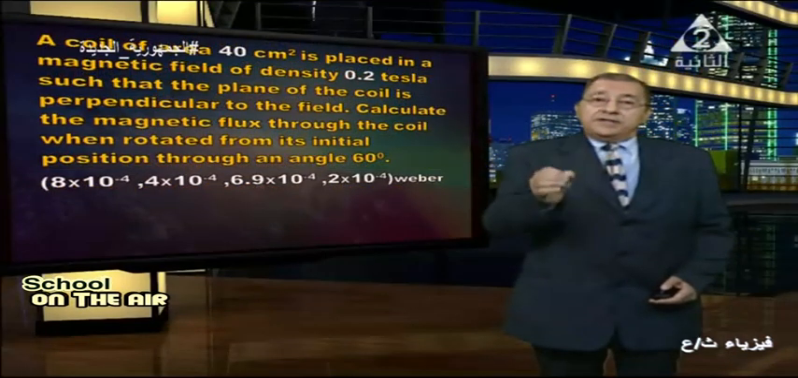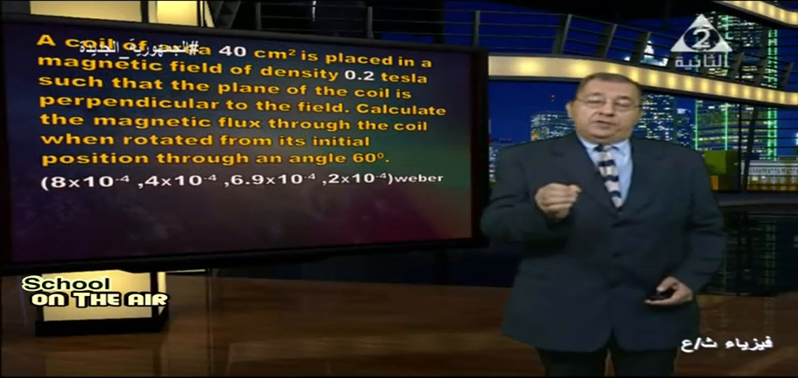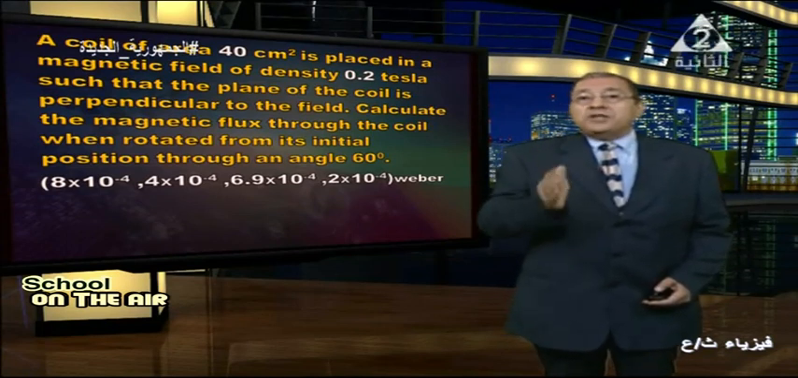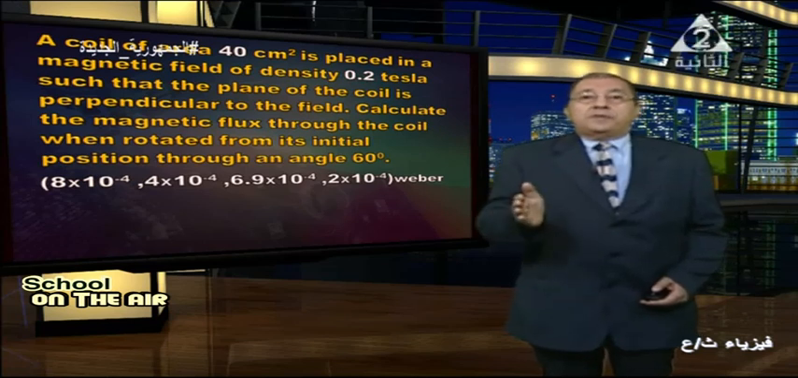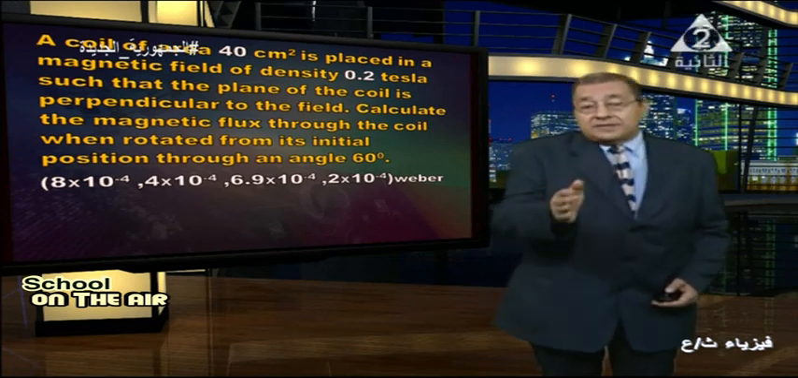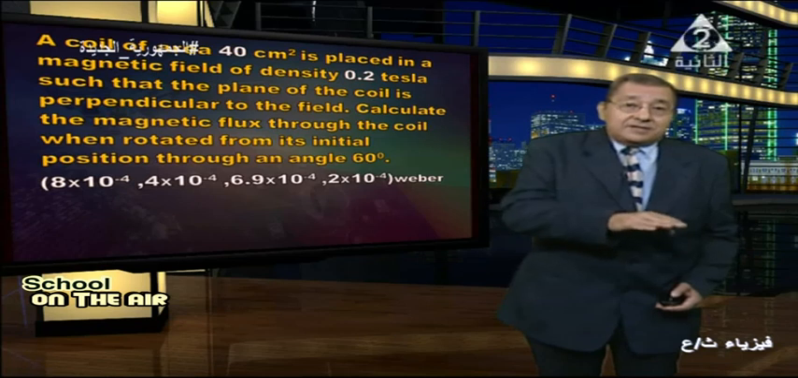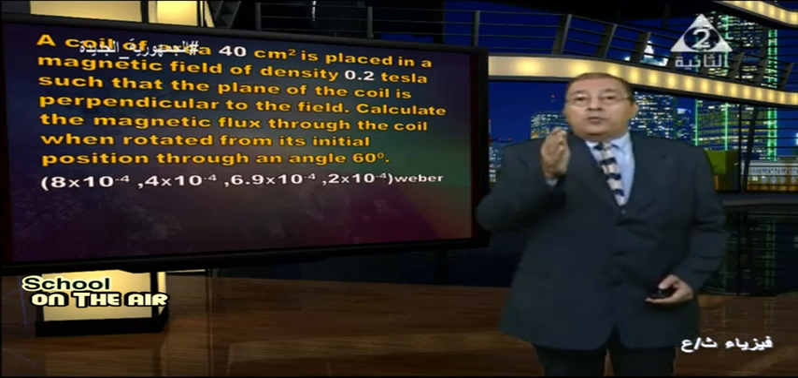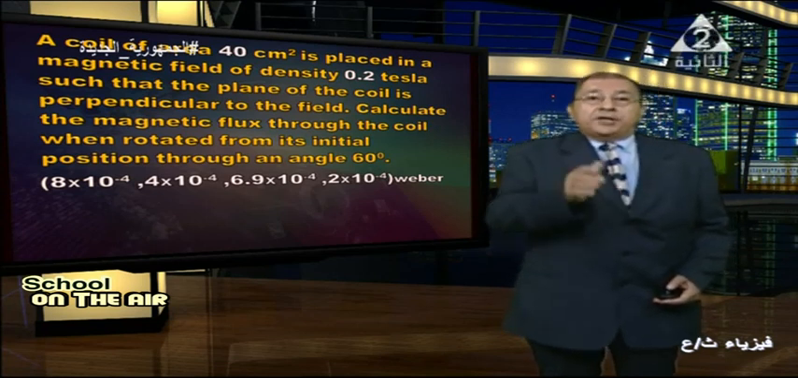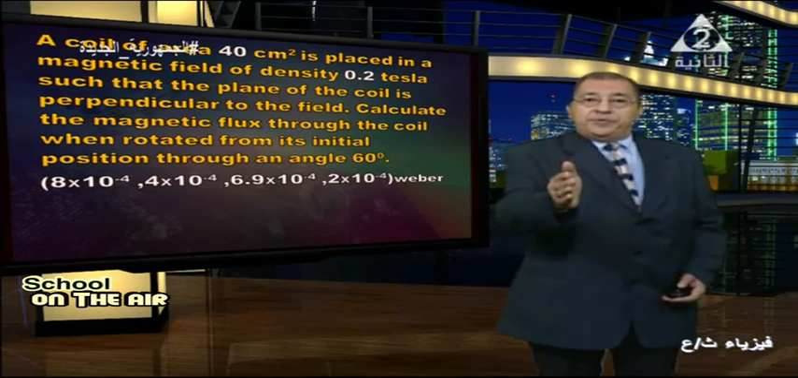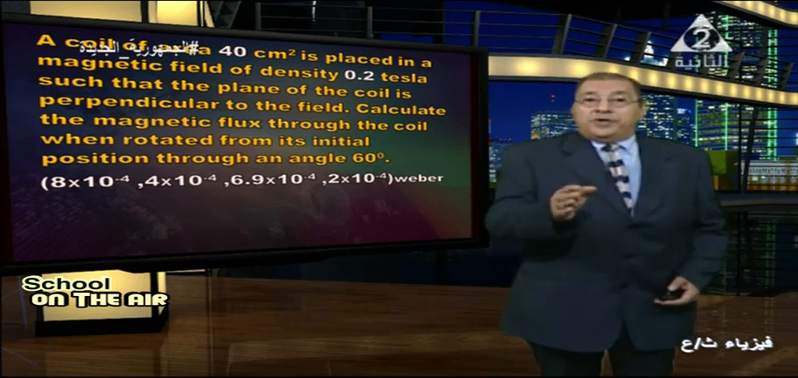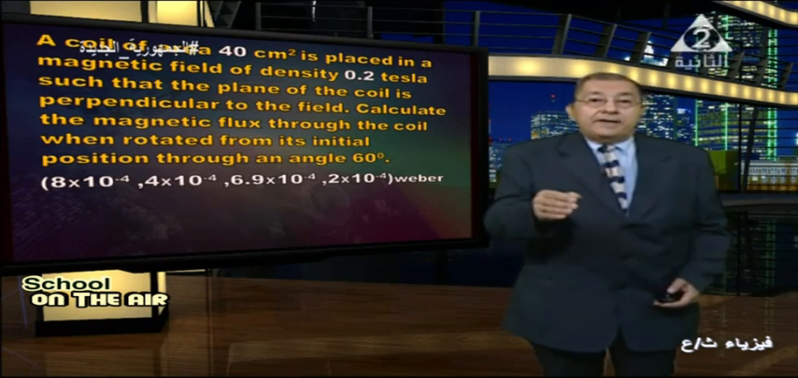The question asks about magnetic flux, phi. The initial position here is perpendicular to the field, so the flux is maximum, and by rotation it will decrease. When you're starting with maximum and by rotation it decreases, we'll use cosine. When you're starting with 0 and by rotation it increases, we'll use sine. Here the plane is placed perpendicular to the field, so all the flux passes through it and it is maximum. By rotation it will decrease, so we'll apply cosine here.